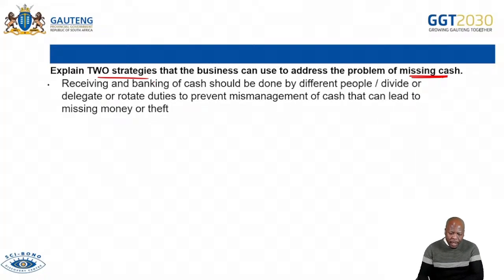Number one, receiving and banking of cash should be done by different people. I know some of you want to jump and say division of duties. That is not a safe answer to say. Rather, develop yourself. Move away from this division of duties. Begin to explain yourself further. And you can put that idea across by saying, receiving and banking of cash should be done by different people. Okay? The next one. Divide or delegate or rotate duties to prevent mismanagement of cash. That can lead to missing money or theft. So you are also bringing here the idea of dividing or delegating or rotating the duties.